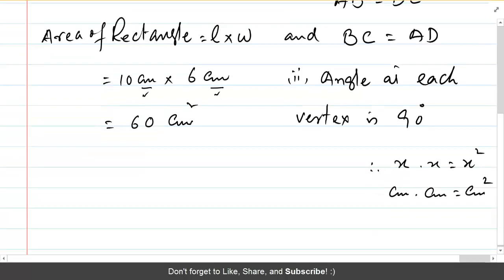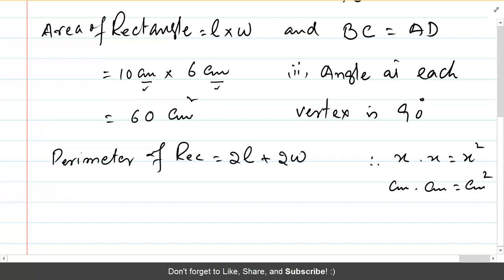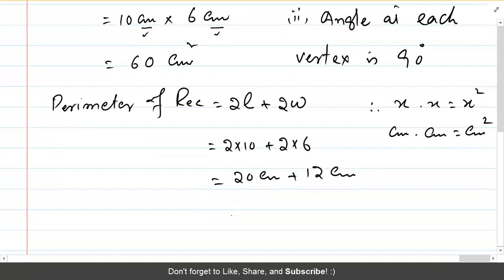And if we want to know about the perimeter of a rectangle, it is equal to 2 times length plus 2 times width. So this would be equal to 2 times 10 plus 2 times 6, and this would be 20 centimeters plus 12 centimeters. That would be 32 centimeters.